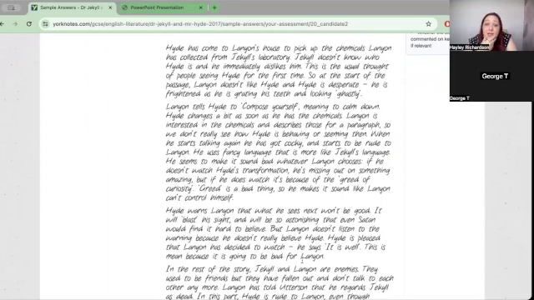Hyde has come to Lanyon's house to pick up the chemicals Lanyon has collected from Jekyll's laboratory. Jekyll doesn't know who Hyde is, and he immediately dislikes him. This is the usual thought of people seeing Hyde for the first time. So at the start of the passage, Lanyon doesn't like Hyde, and Hyde is desperate. He is frightened as he is grating his teeth and looking ghastly.